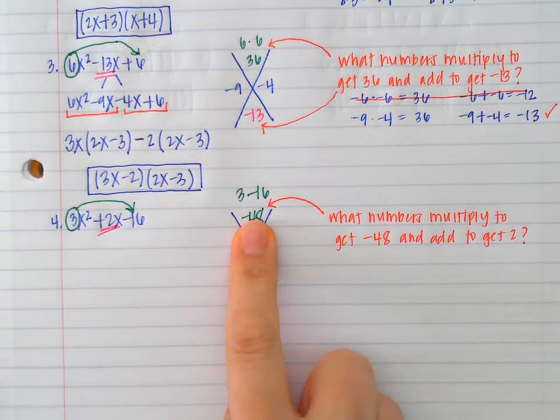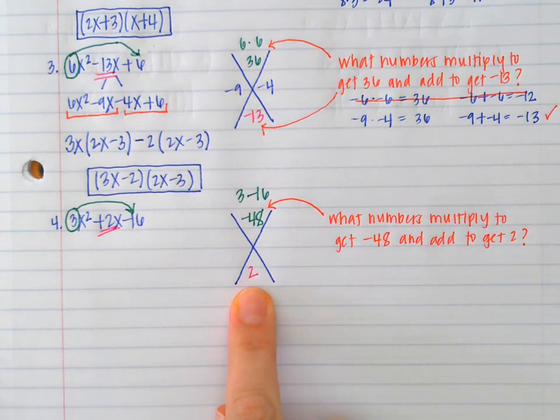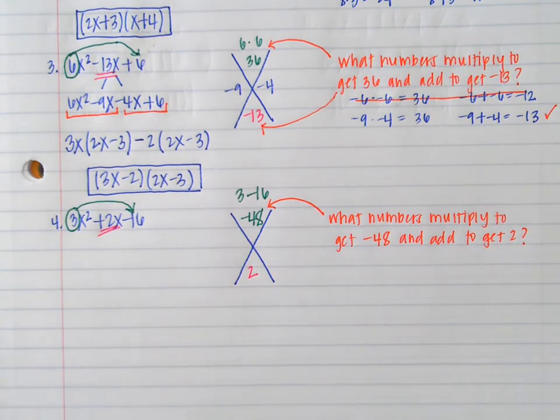to get positive 2? Now, if you are really good with thinking about your numbers, you're going to know if I'm multiplying together a positive and a negative number, but I'm adding them together to get a positive, which type of number is going to be bigger, the positive or the negative? And if you're saying the positive, you are correct. The positive number has to be the bigger of the two. Now, if that doesn't make sense, that's okay. You can just do trial and error.